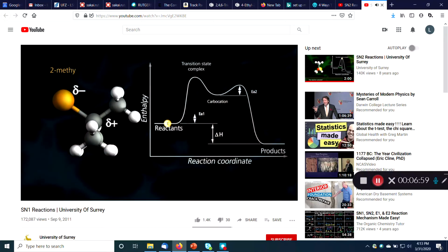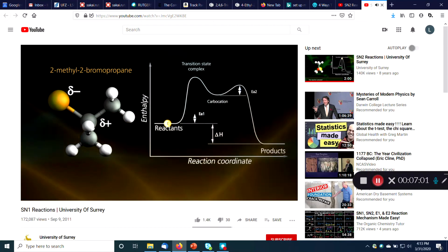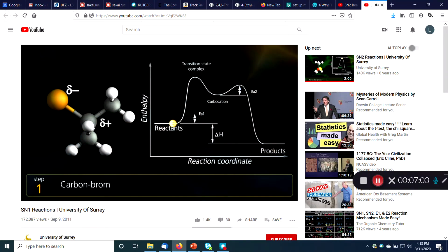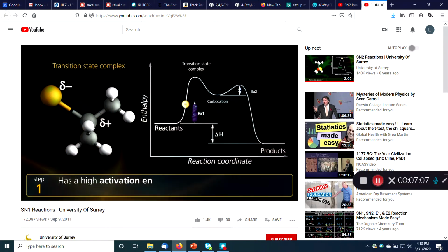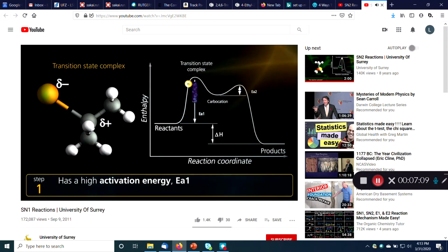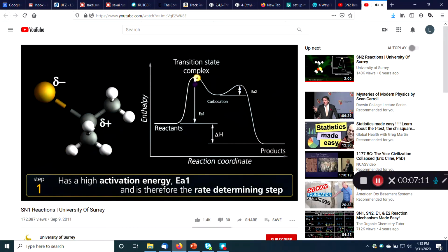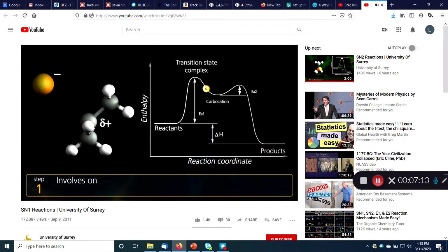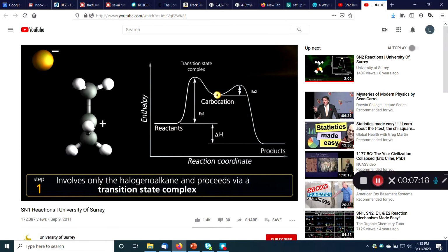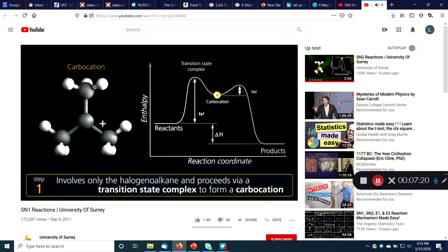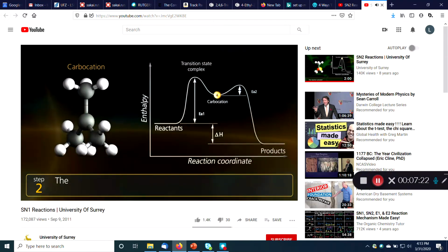So again, we're going to use hydroxide as our nucleophile, but that's not important right now because the first step is where the carbon-bromine bond has to break first. And so that's the transition state complex. That determines the rate-limiting step of the reaction. So the bromide just leaves all by itself, and you get your friend, the carbocation.